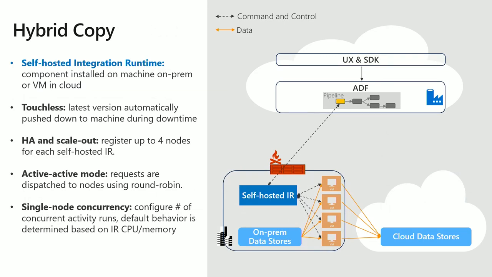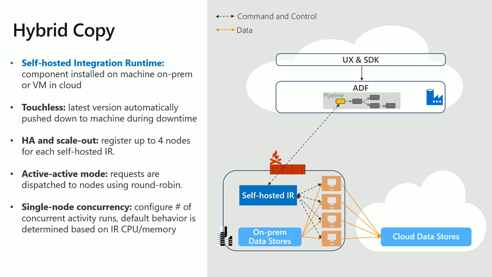Versus for hybrid copy, if your data is sitting behind the firewall in the VNet, then that kind of copy is empowered by self-hosted integration runtime, which is a component you download, install, and register to the Azure Data Factory. And that component sitting on a machine managed by you will be used to retrieve data from source and write data to the destination.